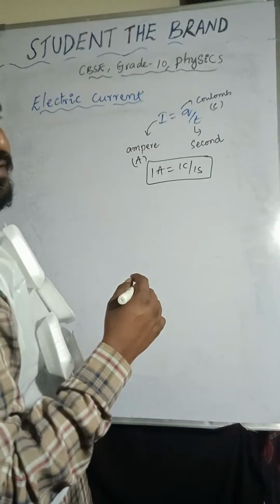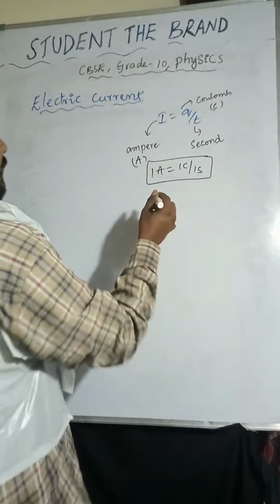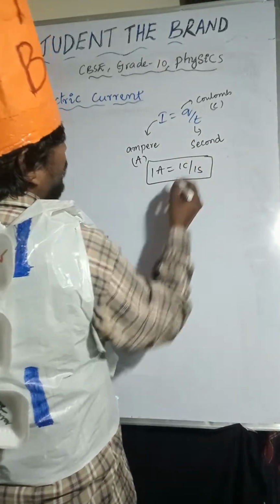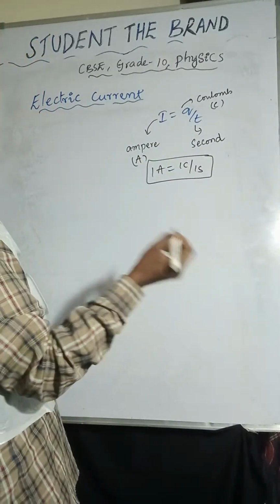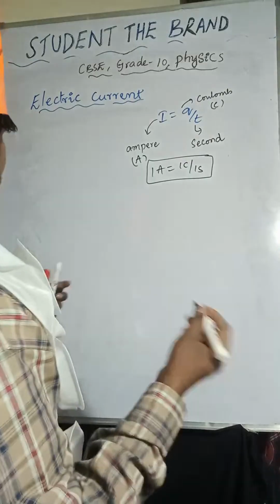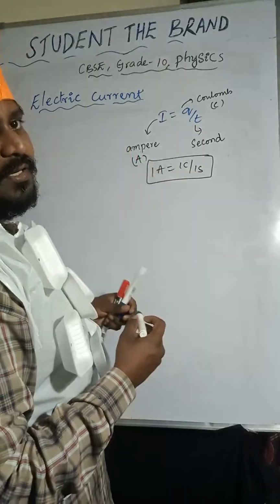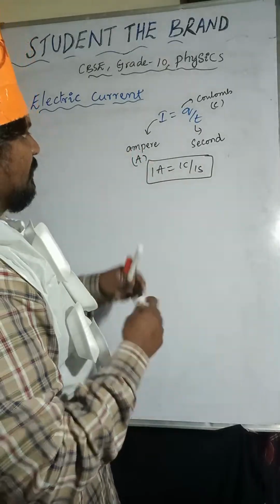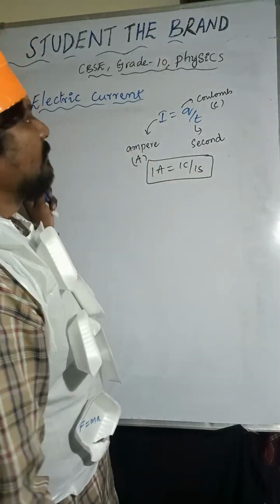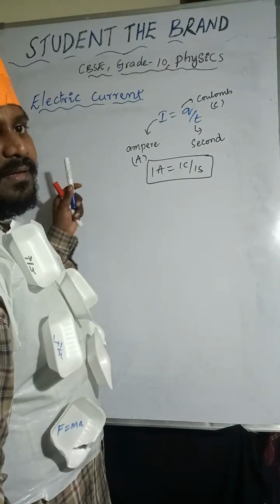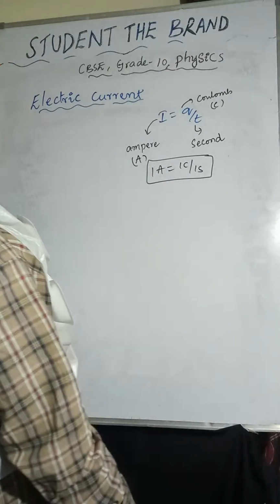So 1 ampere is defined as 1 coulomb of charge flowing through unit cross section area per second. So that is called electric current. I hope it is very clear.